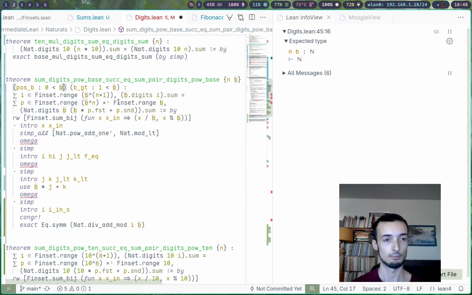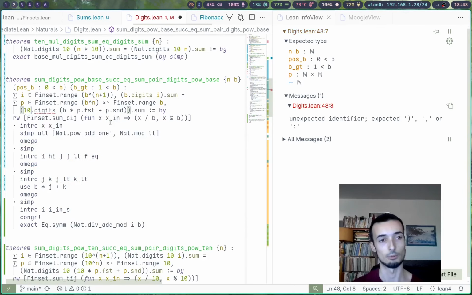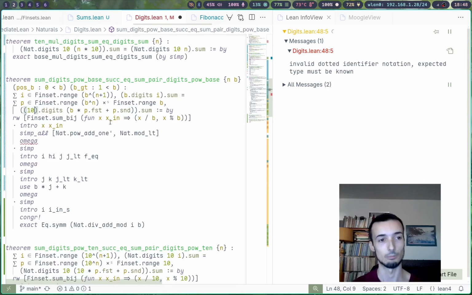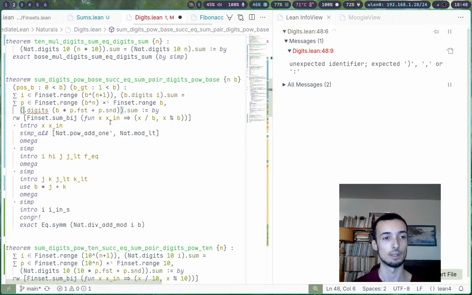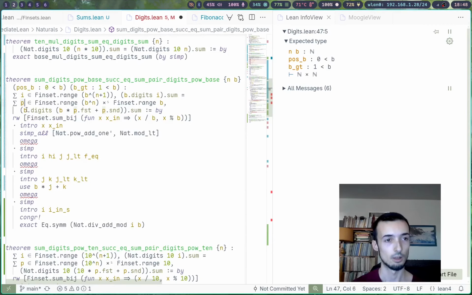So let's get right into it. I've already copied this, with all of the 10s converted into just base. And I prefer this syntax when base is a variable. This does not work with 10, by the way; you'd have to put 10 in parentheses. But if it's a variable, you don't have to do that. So the digits of I from 0 to b to the n plus 1 is the same as, oh right, this p stands for pair.